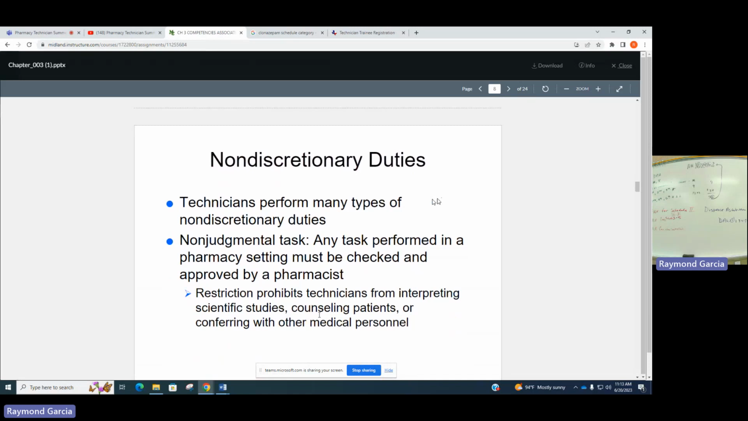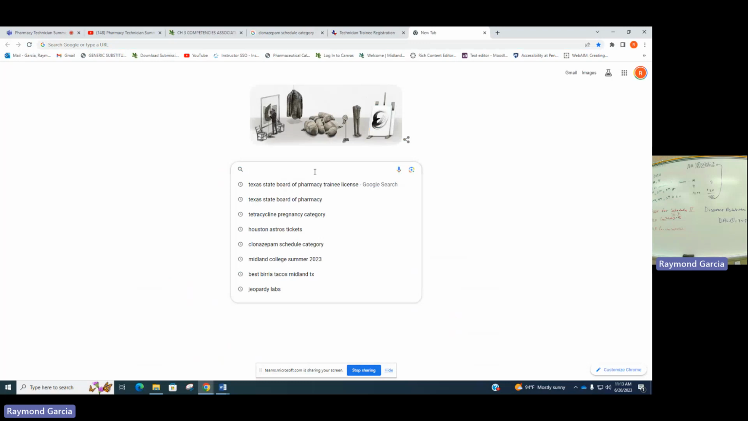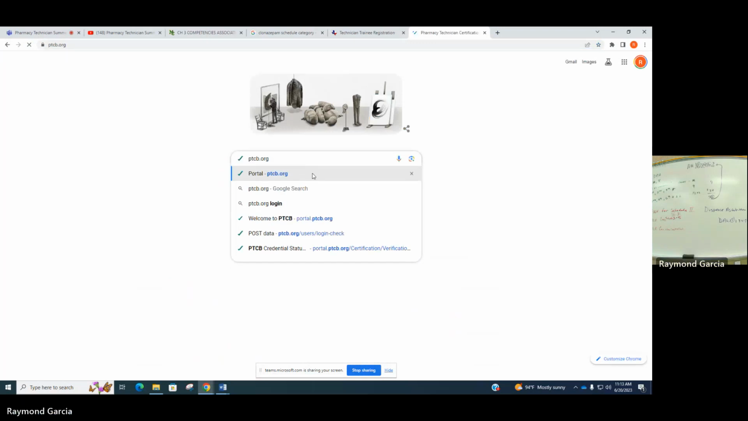proper treatments. Another website that's going to be valuable to you is the PTCB website, ptcb.org. And I may have shown this to y'all when y'all were deciding which area or field to get into. Hopefully, it'll pop up.